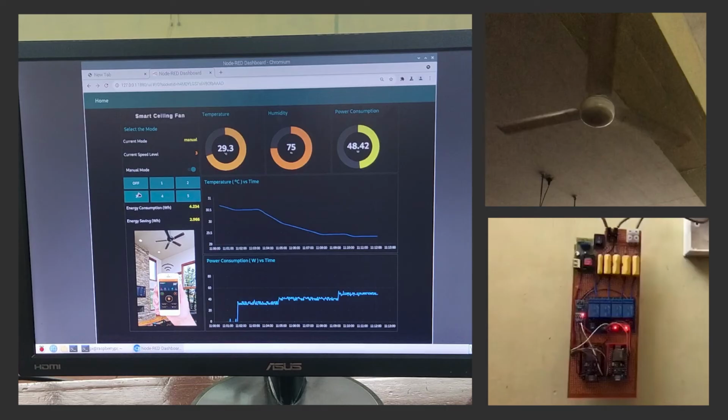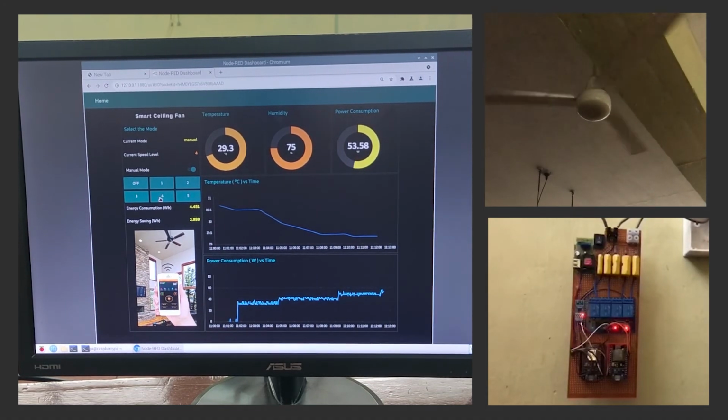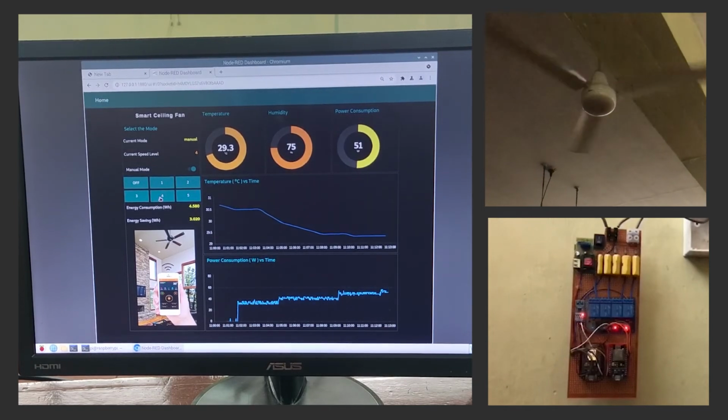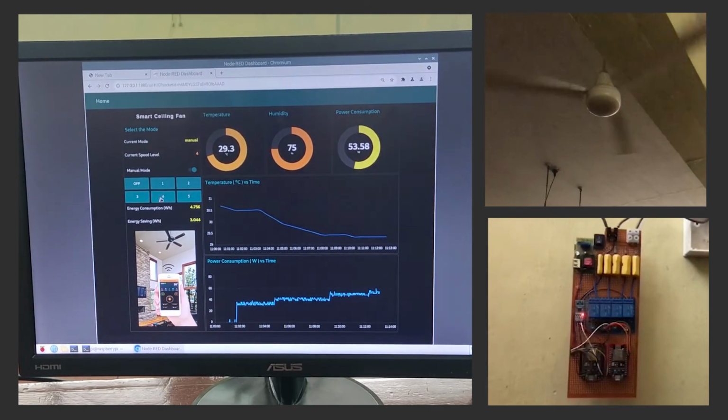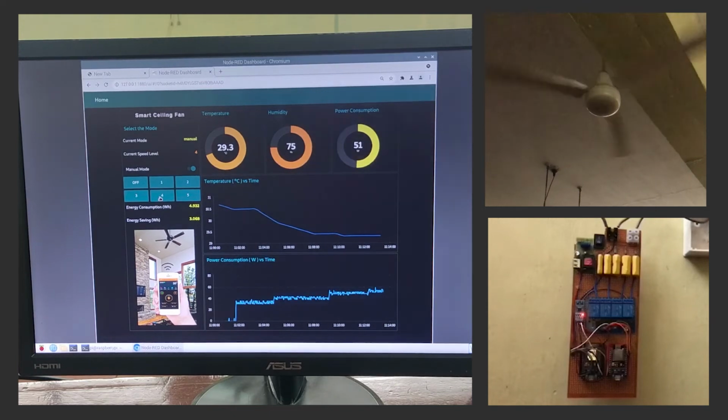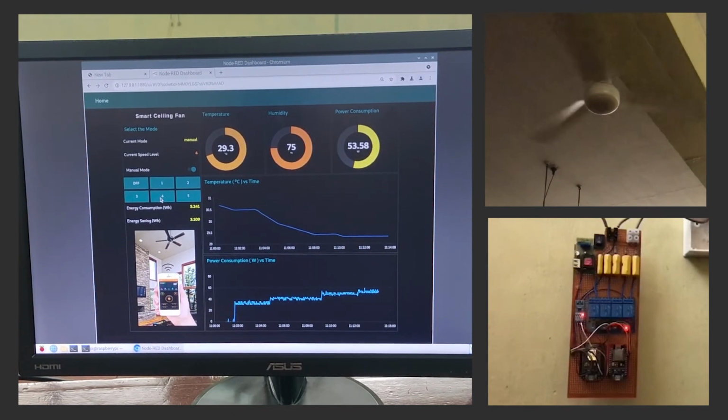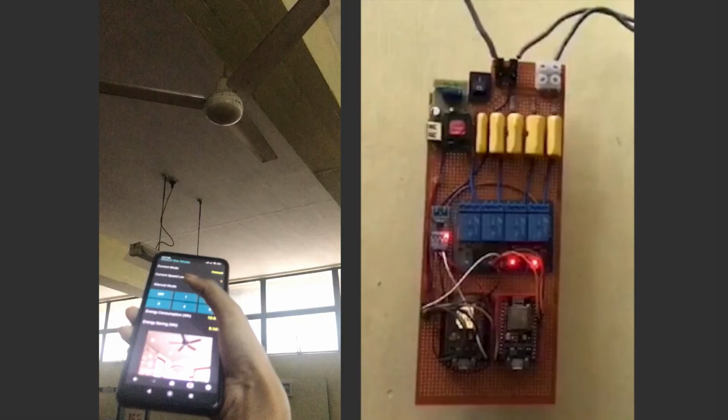This illustrates the operation of the web interface, fan controller and the fan. This illustrates the operation of the mobile interface, fan controller and the fan.